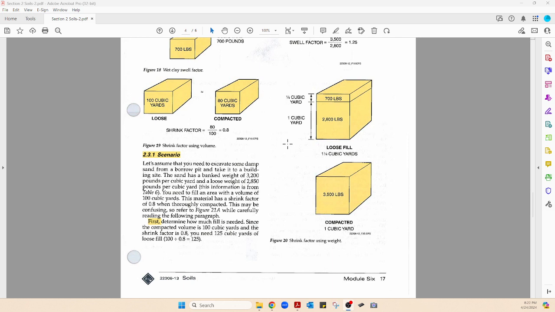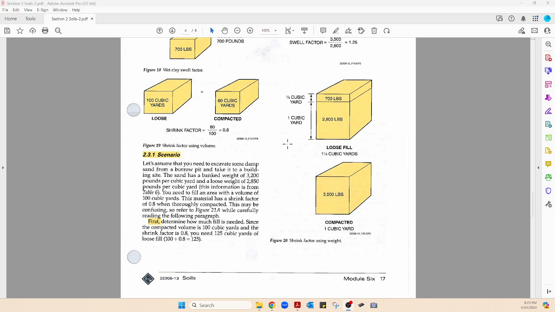And this information is located on table 6. Now don't go there because I think it says something different than it's saying here. So let's stick with 3,200 bank weight per cubic yard, 2,850 loose weight per cubic yard. You remember those, I'm thinking. Now, what we need to do is fill up an area that has a volume of 100 cubic yards. The material has a shrink factor of 0.8, 8/10, when it's compacted.